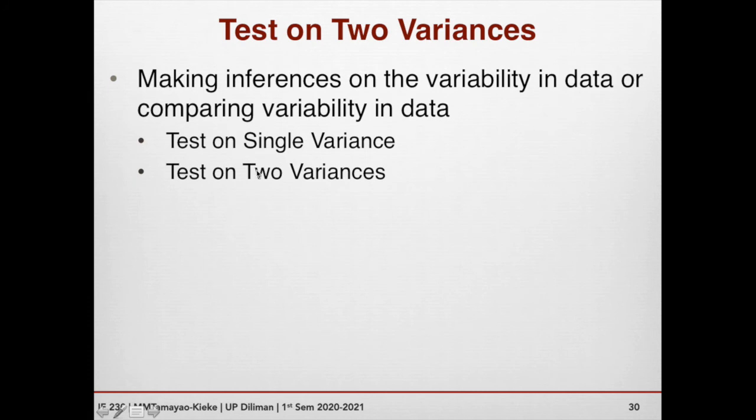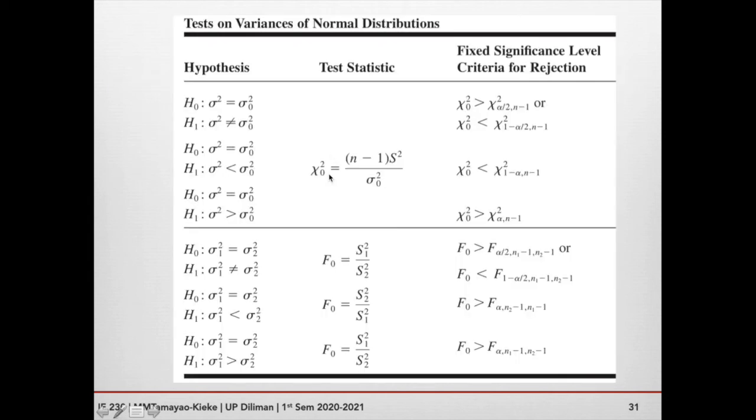Now let's move on to the test on two variances. Making inferences on the variability in data, or comparing variability in data, is the goal in the test on two variances. And this can be in the form of a test on a single variance or a test on two variances. And again, this is from Montgomery. Again, you have the different hypothesis tests with the corresponding null hypothesis and alternative hypothesis here, and the corresponding test statistic.